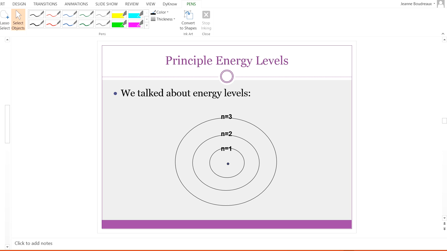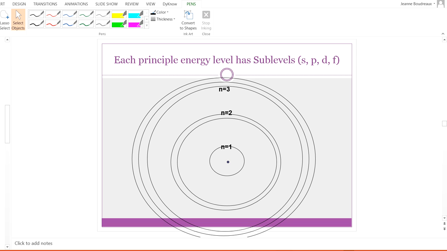So, what we've done is we've talked about different energy levels. And I know this probably isn't making much sense, but I promise it will when we get to electron configuration. Remember, there are 7 energy levels. Energy level 1, so N is equal to 1 is energy level 1, N is equal to 2 is energy level 2, N is equal to 3 is energy level 3, and so on and so forth.